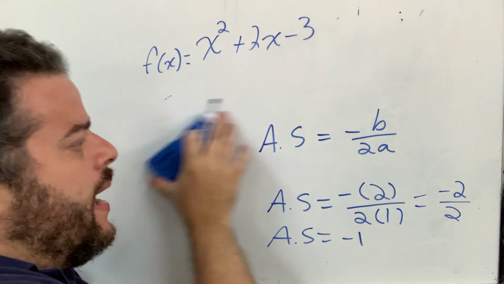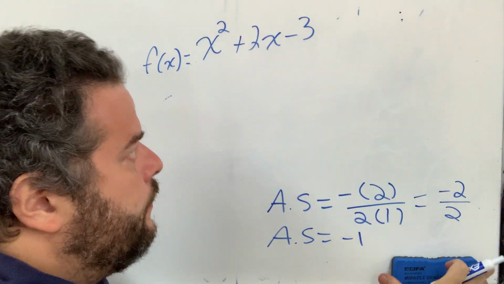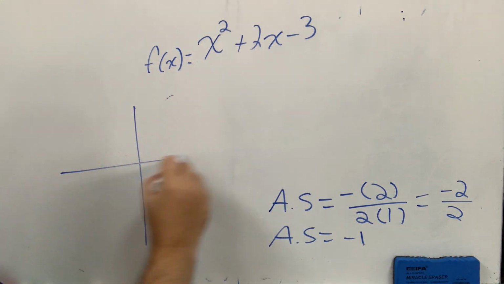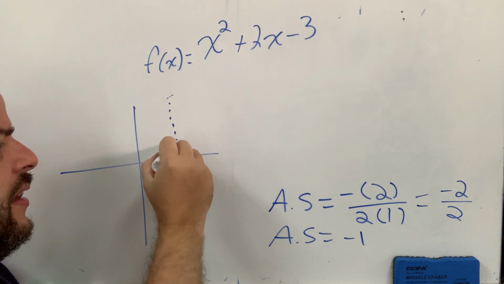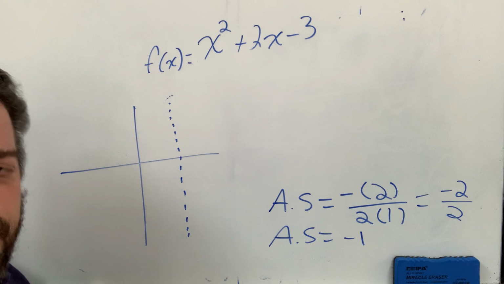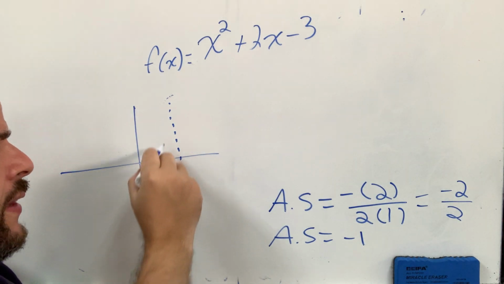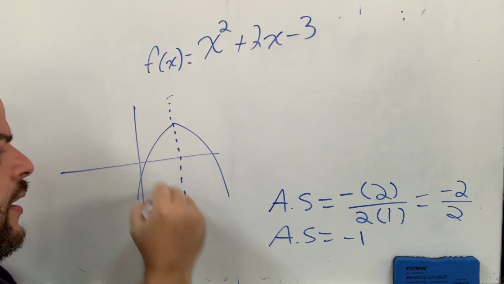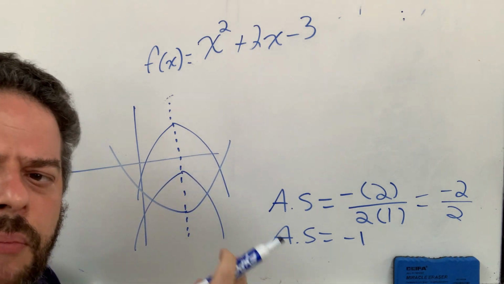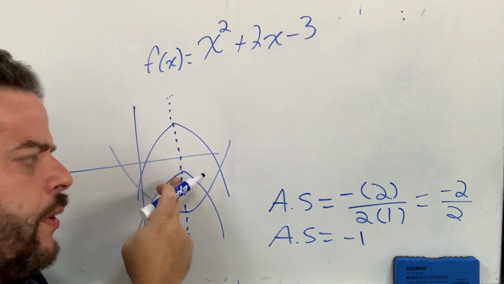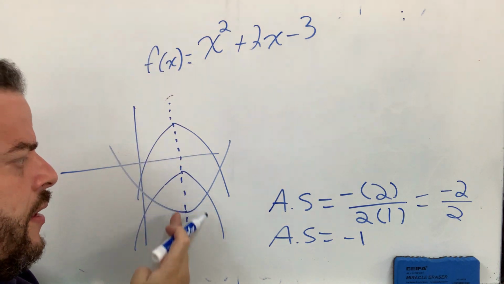However, I'm not done yet, because again, the axis of symmetry only tells me the line where the parabola is reflected across. But it doesn't tell me if it's reflected here, if it's reflected down here, if it's reflected here. So it doesn't tell me the point where it reflects across. It just tells me the line.